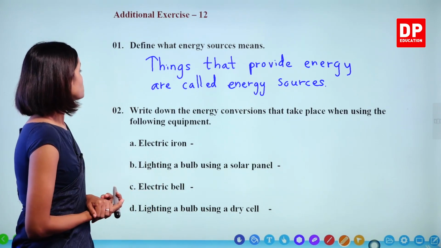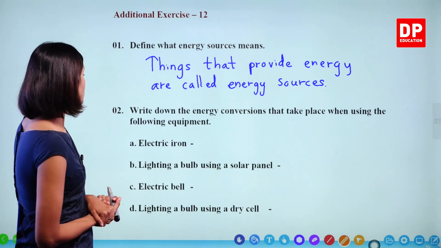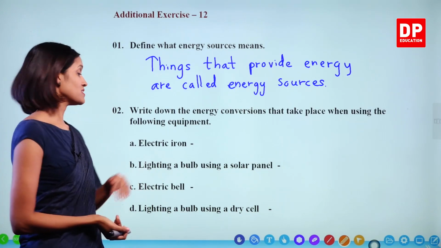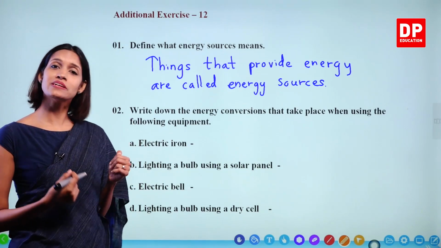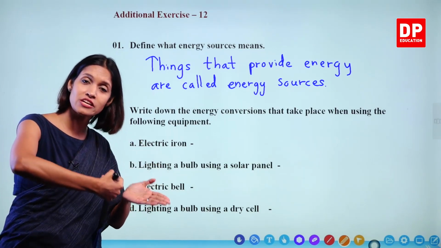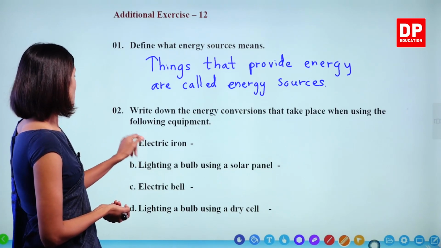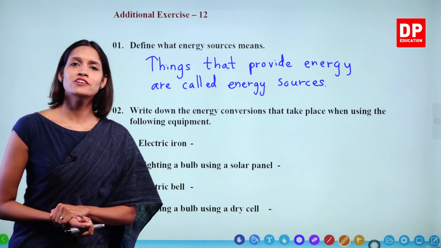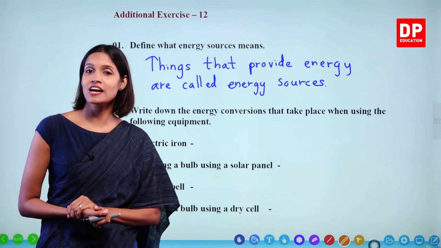Number 2. Write down the energy conversions that take place when using the following equipment. 4 different instances are given. So you had to write down what are the energy conversions, energy transformation from which energy to what type of energy is produced, right? So number 1, electric iron. So what type of energy conversion takes place when we use the electric iron, children?